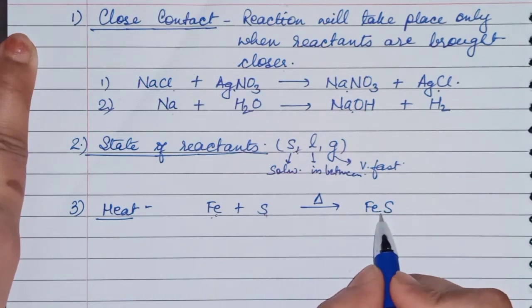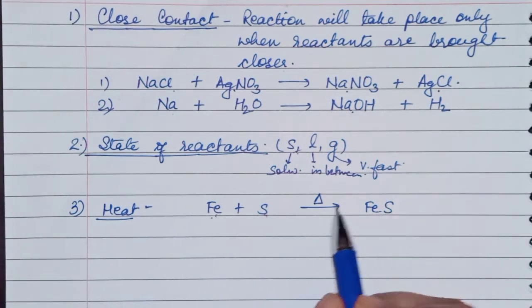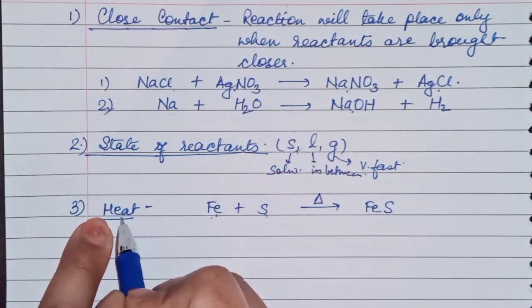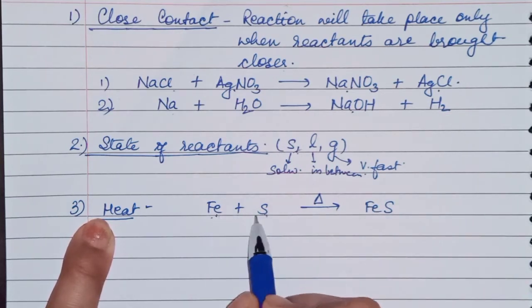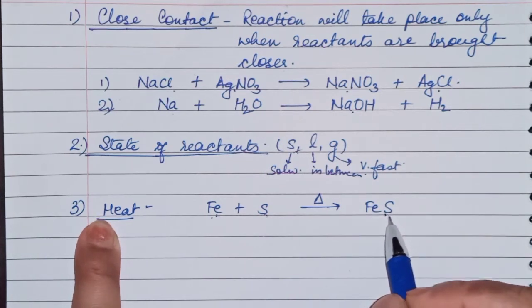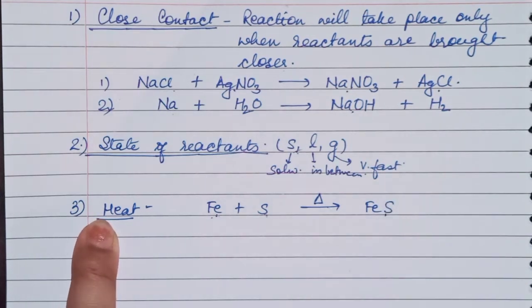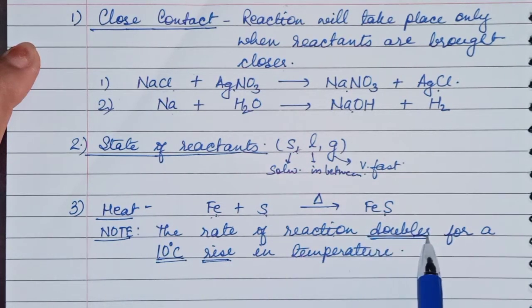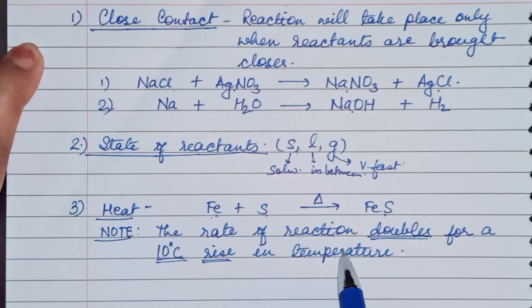And this is a new compound. Its property is different from iron and sulfur. So when heat is supplied, the reaction proceeds and a new substance is formed. So you can say it is a chemical reaction. Now children, one note is here. The rate of reaction doubles for every 10-degree rise in temperature. Wherever there is a 10-degree rise in temperature, the reaction rate will double. So this is a note, you have to keep it in your mind.